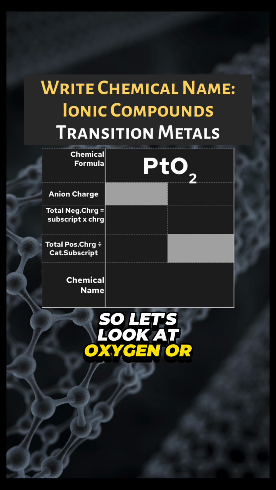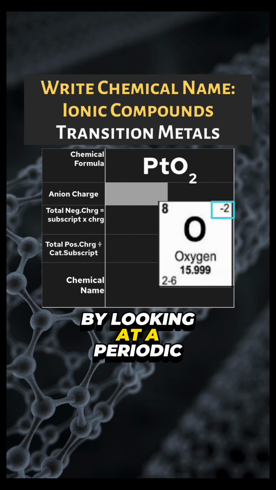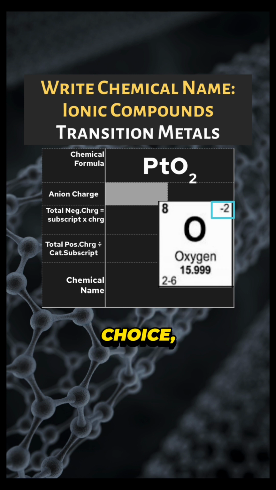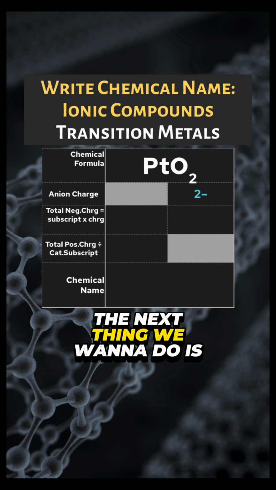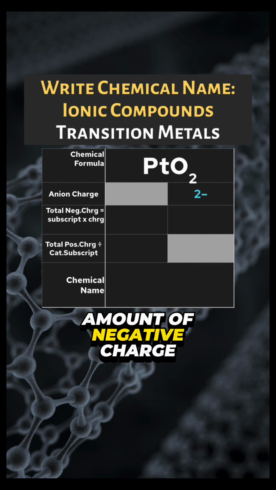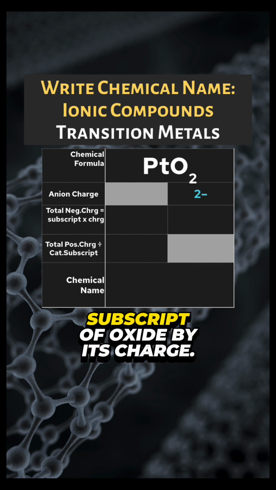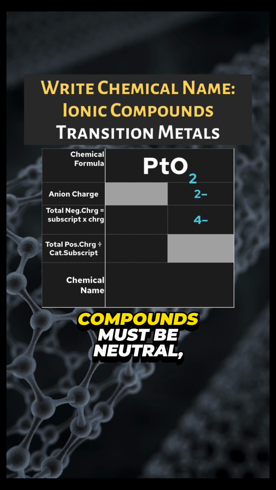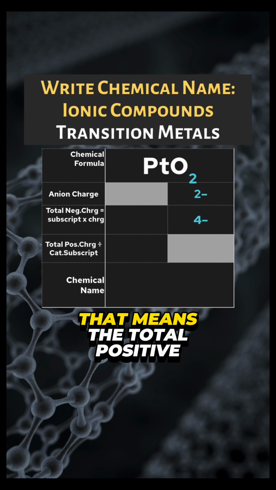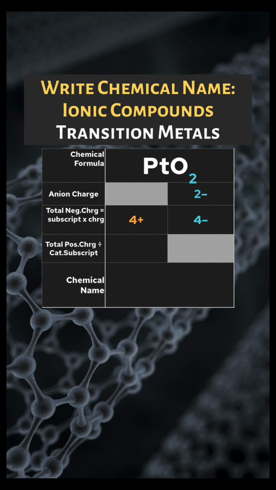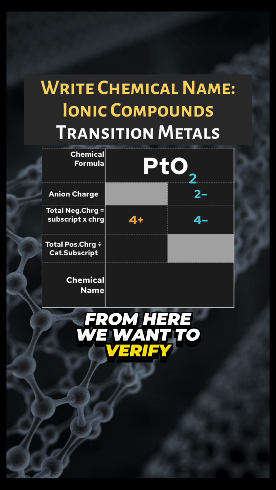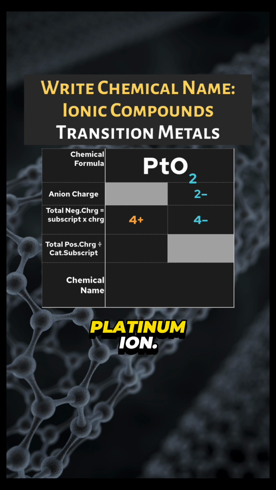So let's look at oxygen, or oxide. By looking at a periodic table or a list of your choice, you can verify that oxygen has a -2 charge. The next thing we want to do is get the total amount of negative charge by multiplying the subscript of oxide by its charge. Since we know that ionic compounds must be neutral, that means the total positive charge must be equal but opposite, a +4. From here, we want to verify the total charge of the platinum ion.